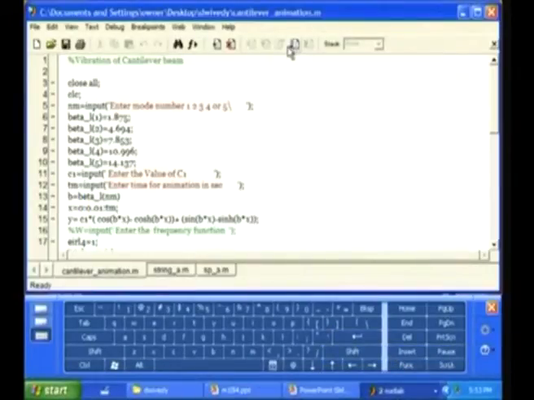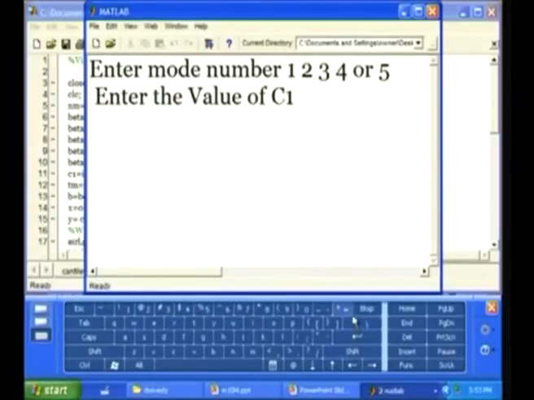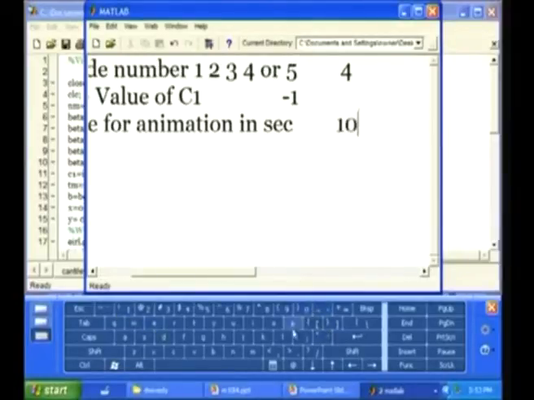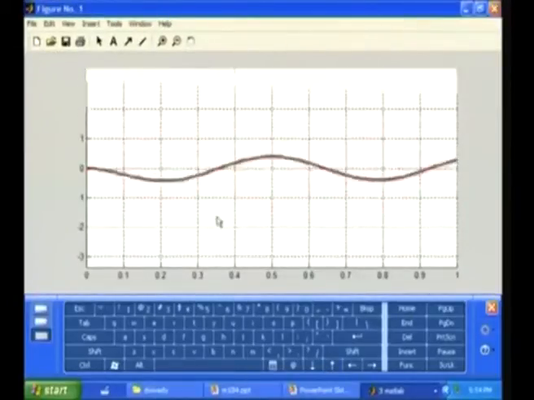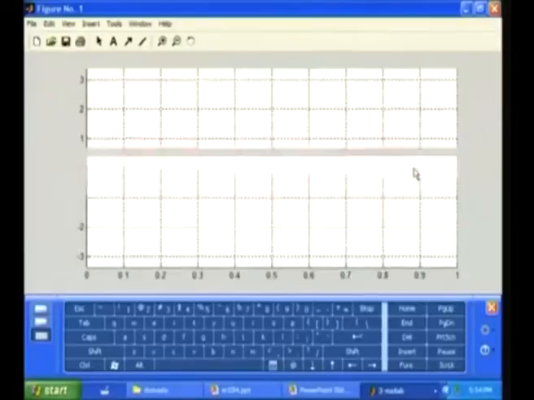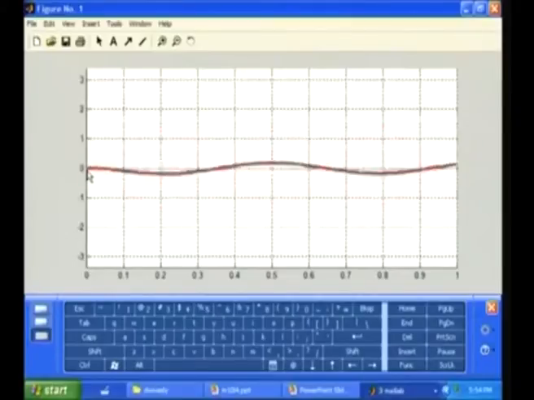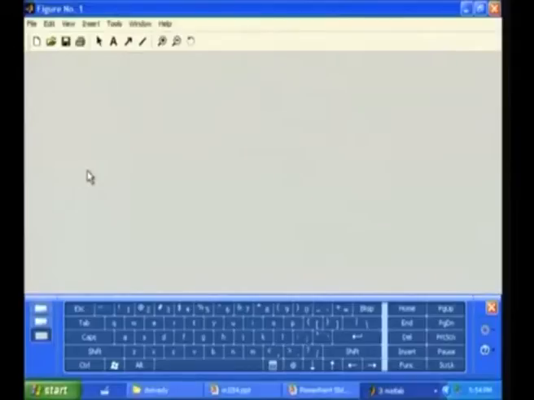So, let us see this animation for the fourth mode. The mode number is equal to 4, let me put C1 equal to minus 1, this constant I am putting as minus 1, and the time for animation I am putting as 10 seconds. You can see that there are 3 distinct points at which there is no vibration of the system, and at the beginning the slope is equal to 0. So, the beam will vibrate in the fourth mode like this.